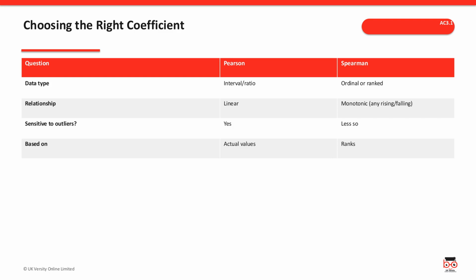Let's line the two up on the key questions. On data type, Pearson wants interval or ratio measurements, while Spearman handles ordinal or ranked data. On the relationship, Pearson needs it linear, whereas Spearman just needs it monotonic, any steady rise or fall. Pearson is sensitive to outliers, Spearman much less so, and the deciding difference is that Pearson works on the actual values, while Spearman works purely on ranks.